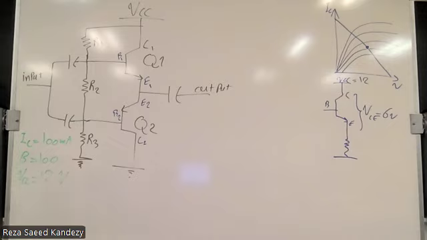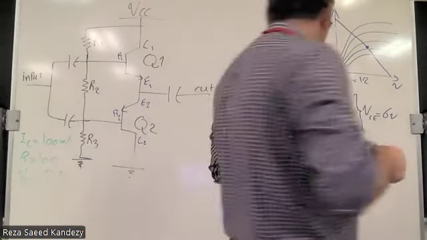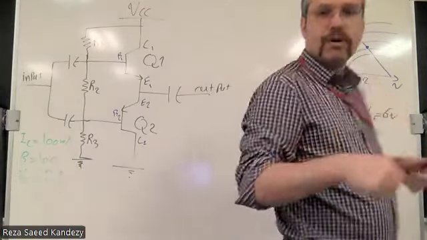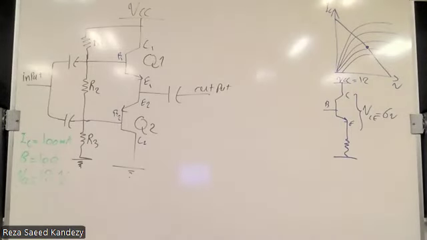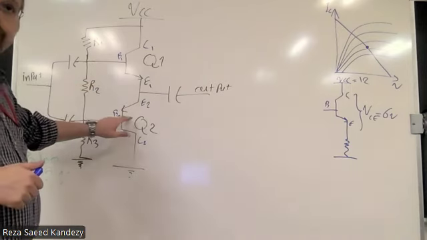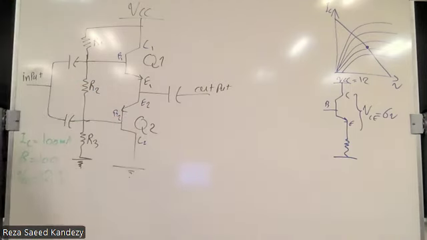Very good. Now we have two switches, and again we want to make sure that we are in the middle of the Q points for both. What does that mean?